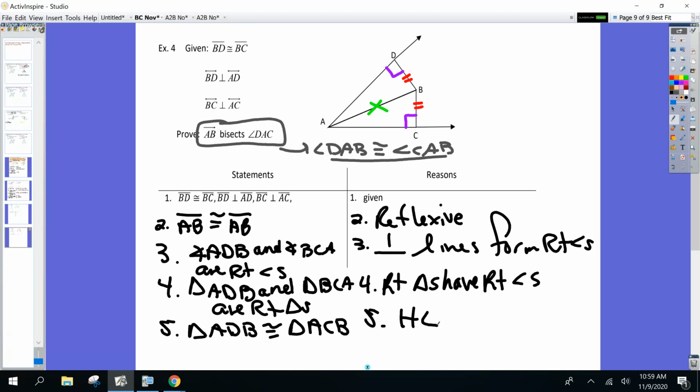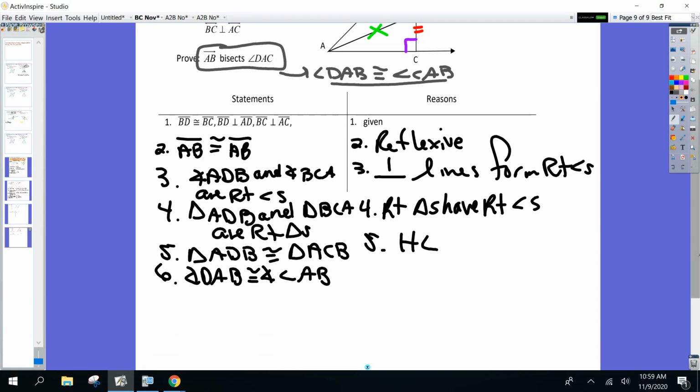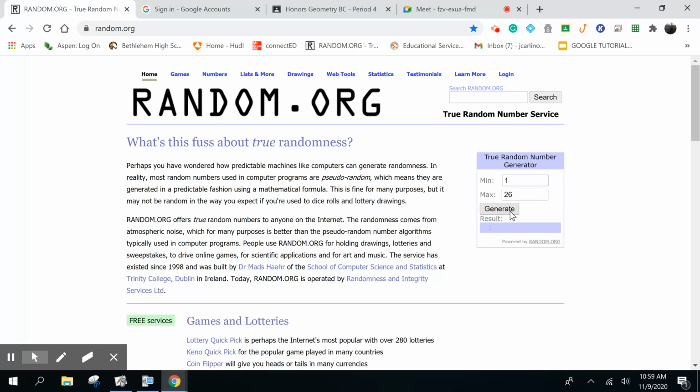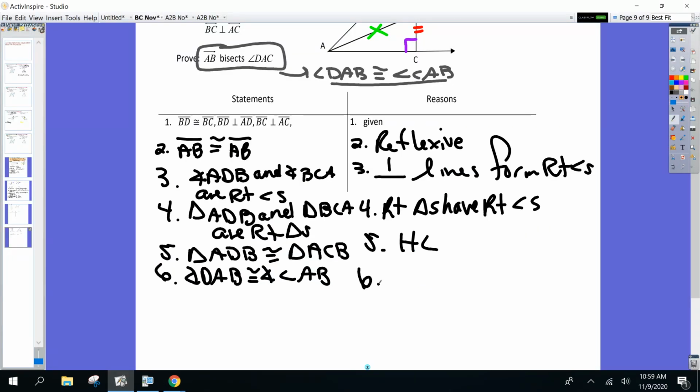To prove angle DAB is congruent to angle CAB. All right, I got the triangles to say those angles, DAB congruent to angle, what do we got? DAB, CAB? I just want somebody to say it. Why are those angles equal? Let's hear it, Atticus. CPCTC. There it is. Let it roll off the tongue. CPCTC. Got it.